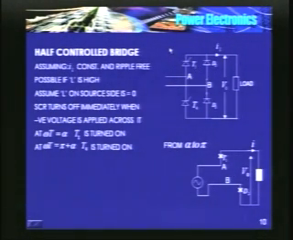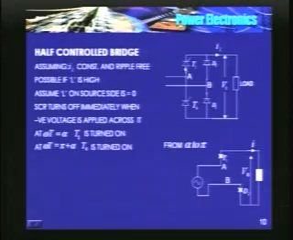Why is it line commutation? I am using the input line voltage itself to turn off the conducting thyristor. There are other processes of turning off thyristors that we will see later. So, this is known as line commutation. The input voltage itself is used to turn off the thyristor, hence the name line commutation.